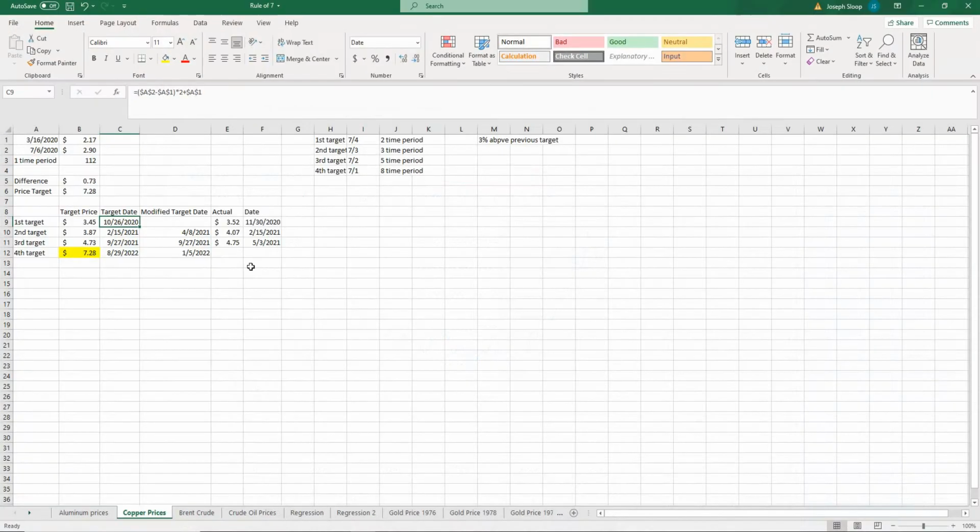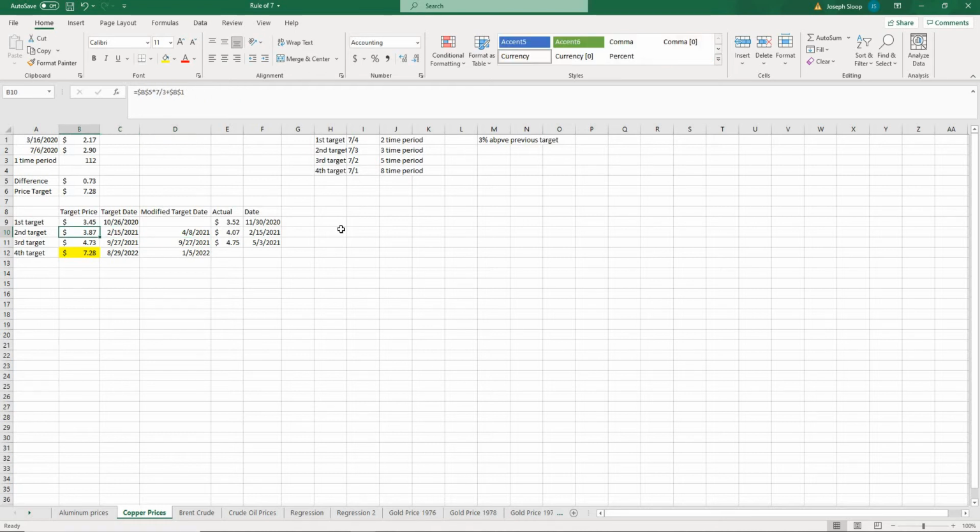Now, it was realized a little late here, okay? It was realized in November, so it's about a month late. So what I did is in column D, I did a modified target date. I took the difference and projected it out and said, okay, because this was off, that means it pushed it back by, say, a month and a half for the next target, and then roll it from there.